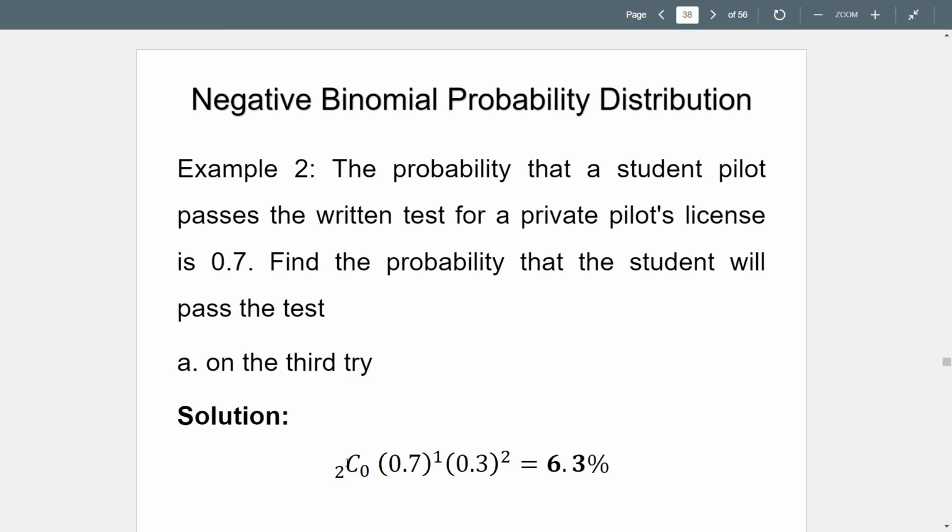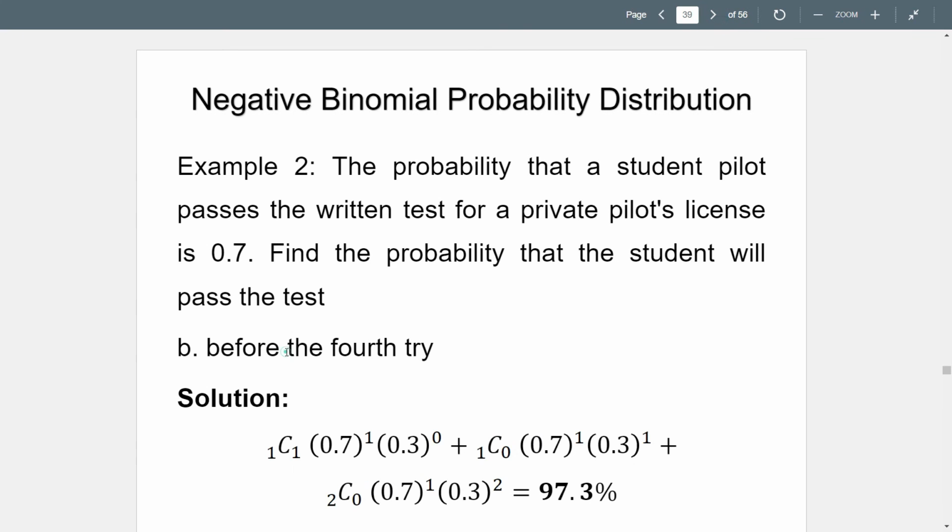That will give us x will be 3 and k will be 1. So 3 minus 1 is 2 and 1 minus 1 is 0, so 0.7 is the chance of success on the third try, and the probability of failure will be 2 out of 3. So this will be 3 minus 1, and then you'll have a 6.3% chance. Before the fourth try.